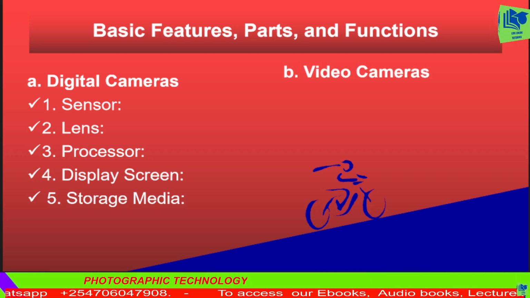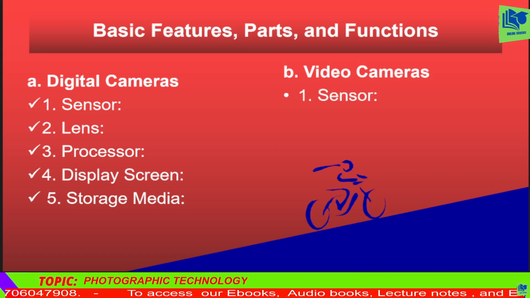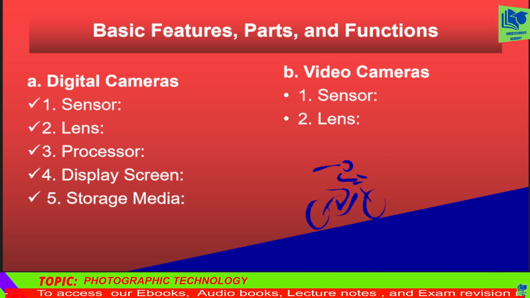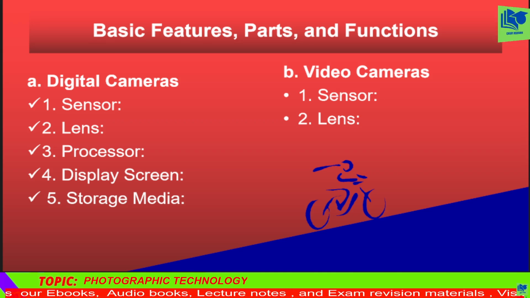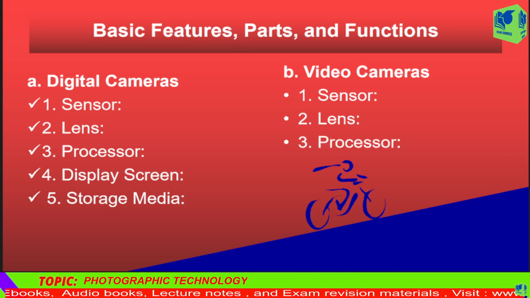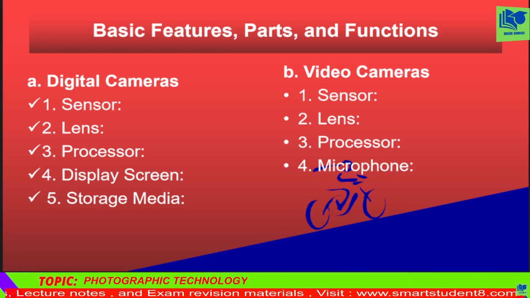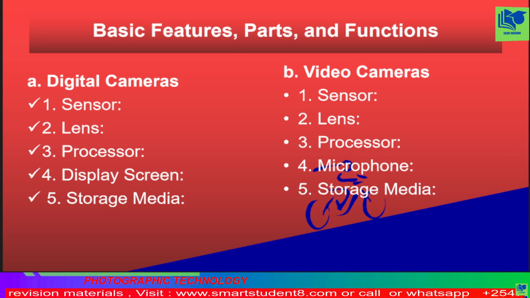Video cameras. 1. Sensor. Captures moving images, converting them into digital signals. 2. Lens. Adjusts focus and zoom to frame the scene appropriately. 3. Processor. Compresses and encodes video data for storage or transmission. 4. Microphone. Records audio to accompany the video. 5. Storage media. Stores video files, often on SD cards or internal drives.